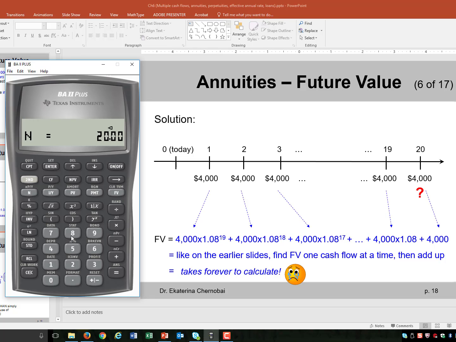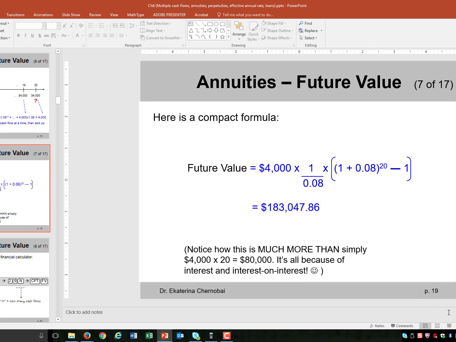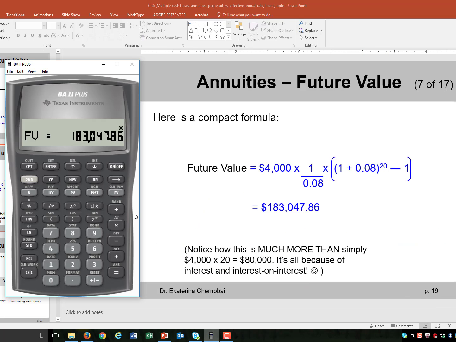Then the interest rate, 8 I/Y, as always. That's it. We don't need any more information. We have $4,000 repeating every year. The annual rate is 8%, and we have a total of 20 of those repeating cash flows. Then we press compute FV. And this is the number we got earlier, right? So this is exactly the same result, 183,047.86. That's in dollars.